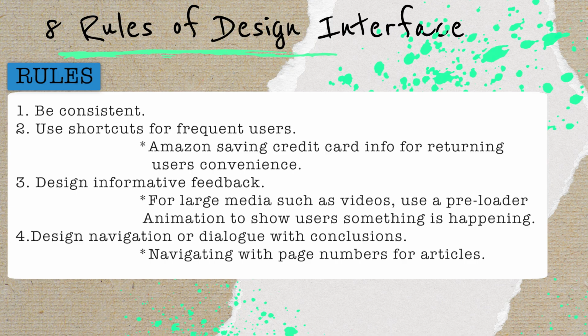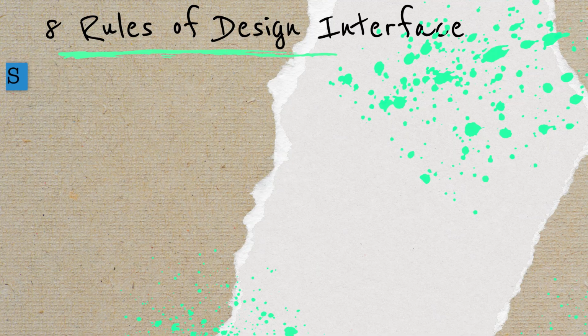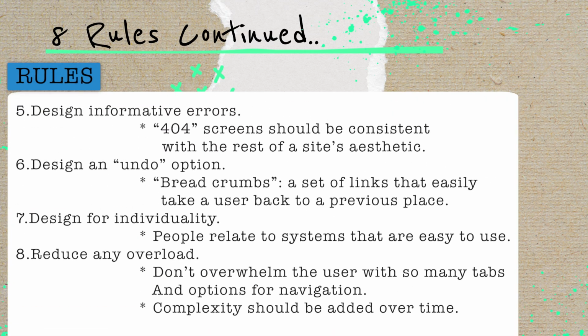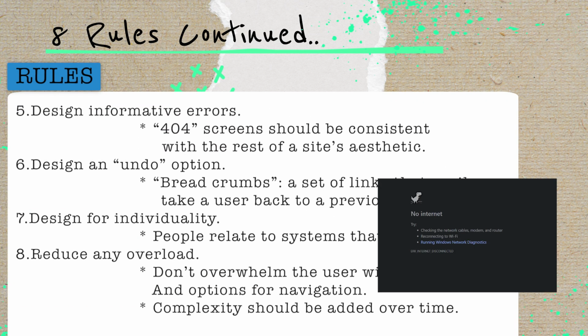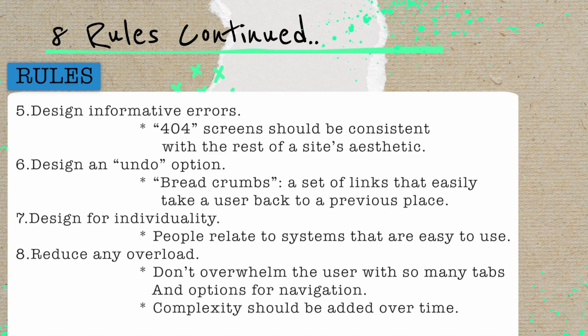4. Design with clear conclusions. Guide users through navigation using page numbers or breadcrumbs. 5. Design informative errors. Even error screens should look like they belong on your site. 6. Include an undo option. Help users recover from mistakes.